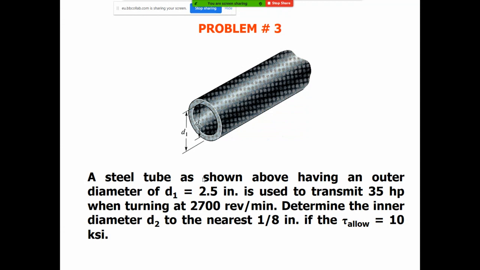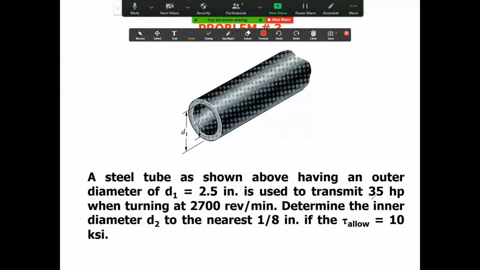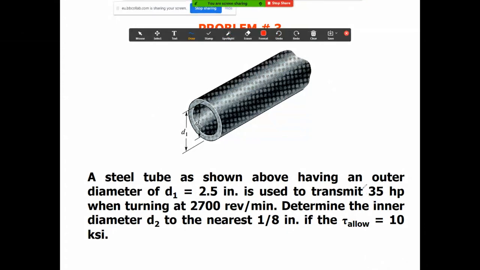This is exactly similar to the first problem, except here we have a shaft which is hollow instead of solid. So the first thing we have to do is convert the power into pound foot per second by multiplying by 550, if I am right.